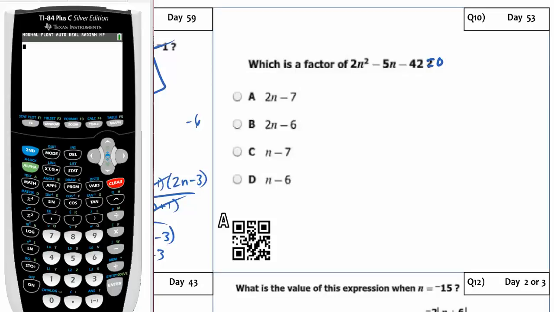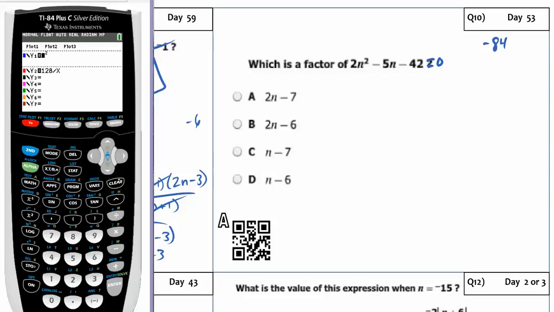Here we have 2n squared minus 5n minus 42. First, I'm going to look for a GCF. There isn't a GCF. 2 times negative 42 is negative 84. So I'm looking for two numbers that multiply to negative 84 but add up to negative 5. By adding up to negative 5, that means those numbers have to be relatively close together.